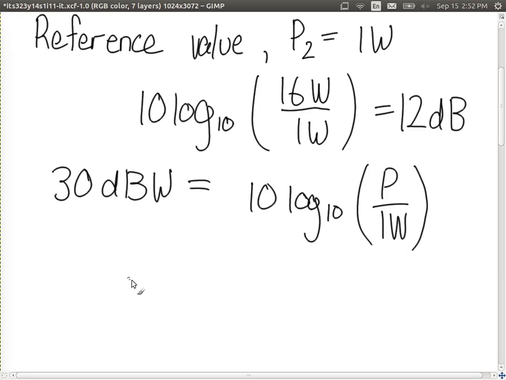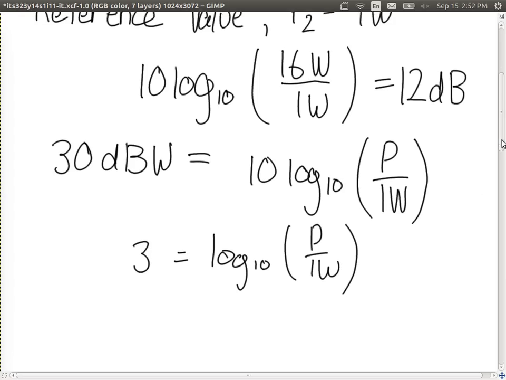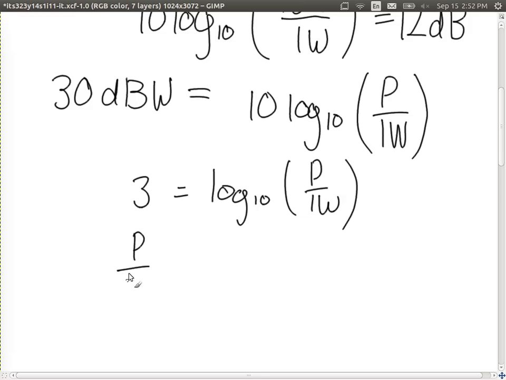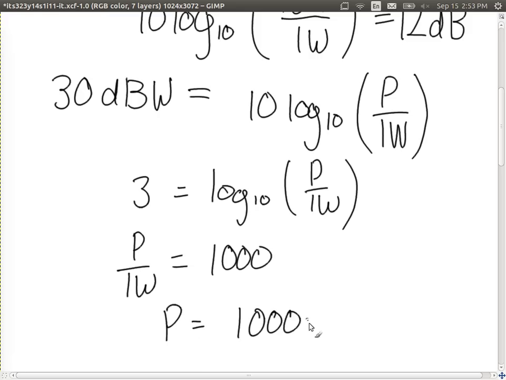So divided by 10, we get 3 equals log base 10 of P divided by 1 watt. So that means that P divided by 1 watt equals 1,000, because log base 10 of 1,000 equals 3. That is, P, the power level, equals 1,000 watts. Now we're using dB for something different. A power level of 1,000 watts is identical to 30 dBW.